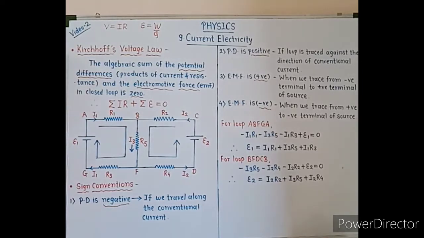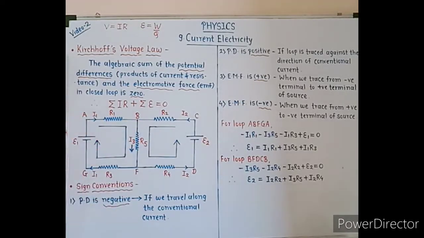Clear? Now we are tracing the loop from B to F, and the current is also flowing from B to F. Similarly, I3 R5 is also negative, because both directions are the same. So minus I3 R5. Now we are tracing the loop from F to G, and the current is also flowing from F to G. So again we get minus I1 R3.